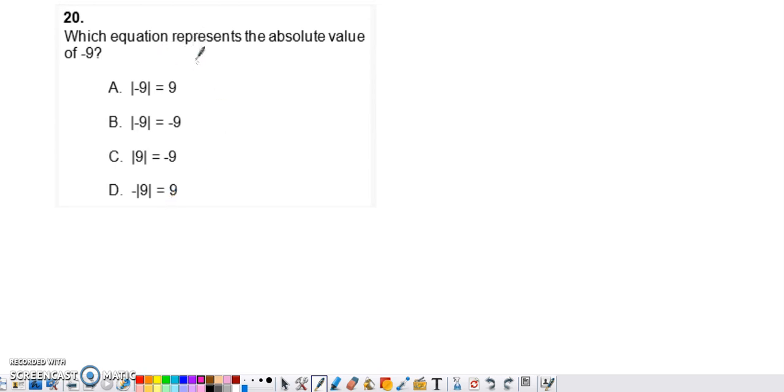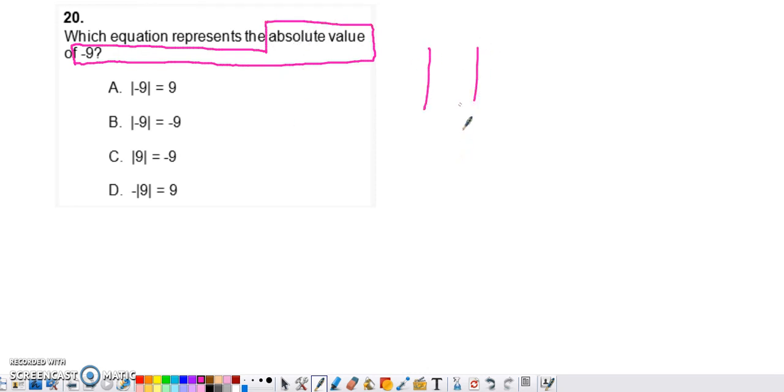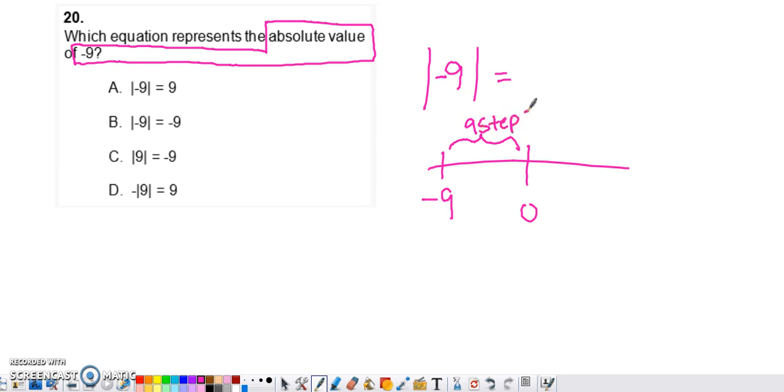Okay, number 20. Which equation represents the absolute value of negative 9? So if I were to write this in math symbols and terms, it would look like this. The absolute value of negative 9. And remember, absolute value is distance from 0. So how many steps away from 0 is negative 9? And that would be 9 steps. So remember, absolute value is distance from 0, so it's always going to be positive. So it's going to look like answer choice A, which is correct.